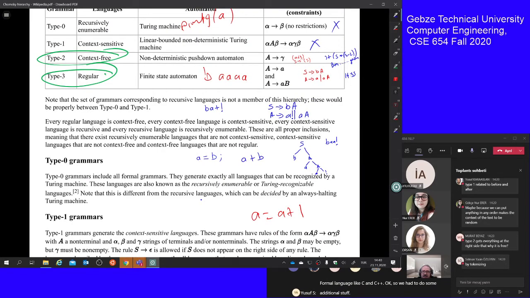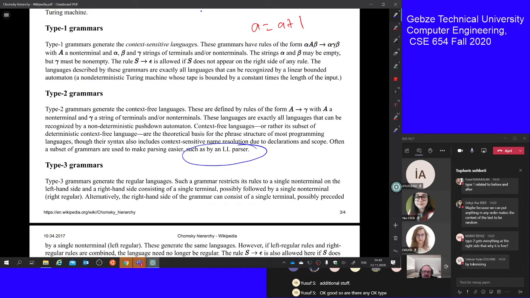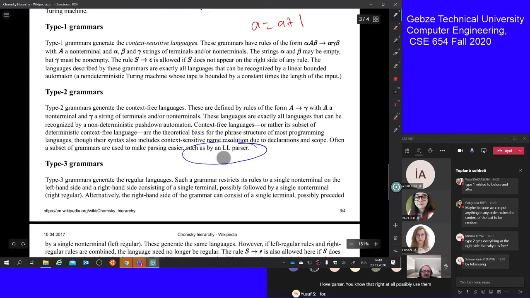Okay, good. So, type 2 grammars, LL parsers, you know that, right? LL parsers, we use them for type 2 grammars and they are very, very efficient.